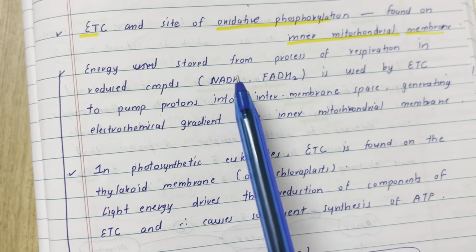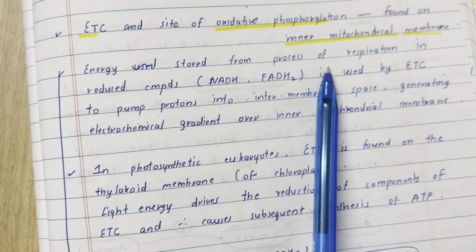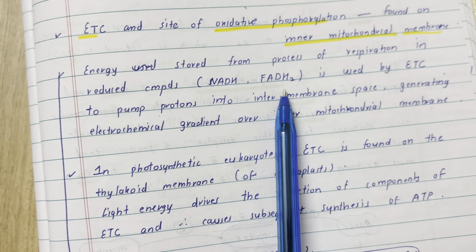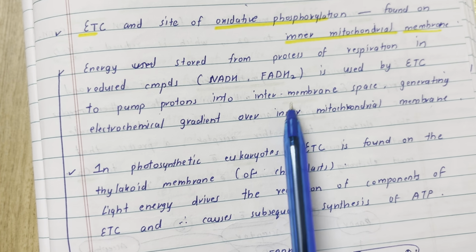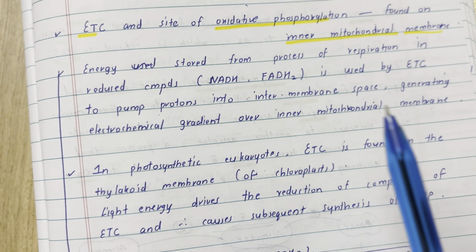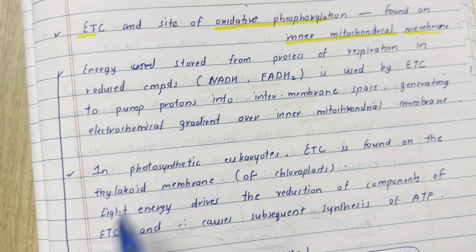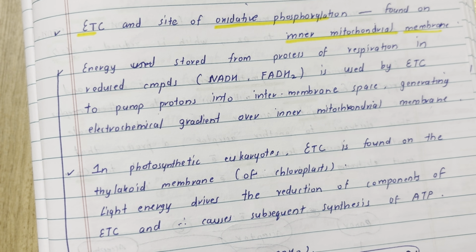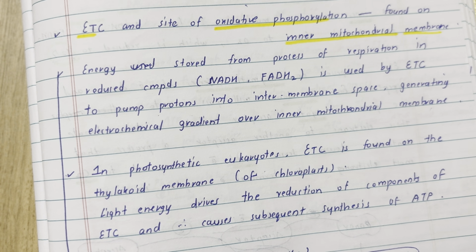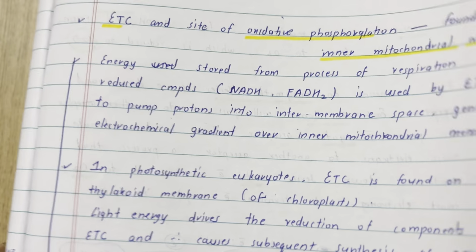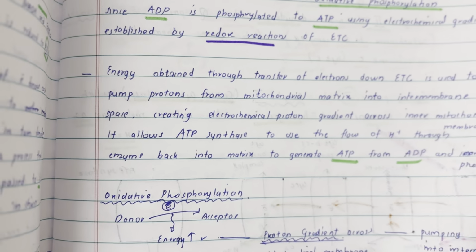Okay, the energy from the process of respiration is stored in the reduced form, and this energy is used to pump protons into the intermembrane space, generating an electrochemical proton gradient over the inner mitochondrial membrane. In photosynthesis, instead of respiration, light energy drives the reduction of components, followed by subsequent synthesis of ATP. More importantly, we will see the mitochondrial electron transport chain next.